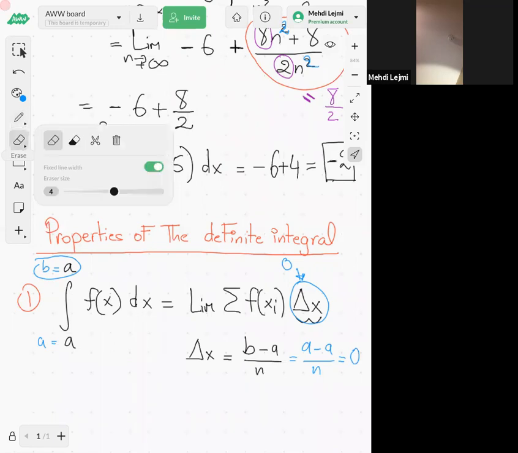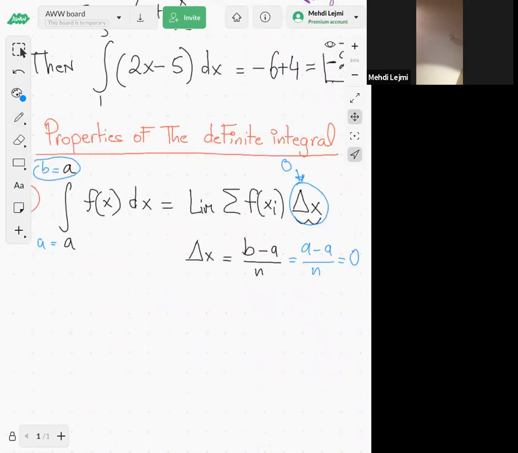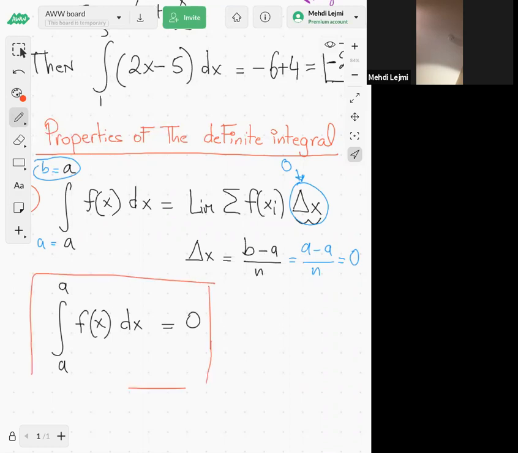So the conclusion here: if you have an integral from a to a of f of x dx, this is equal to zero. If you have the same bound, if you go from a to a and you want to compute this integral, then it's just zero, because the length of the interval would be zero.